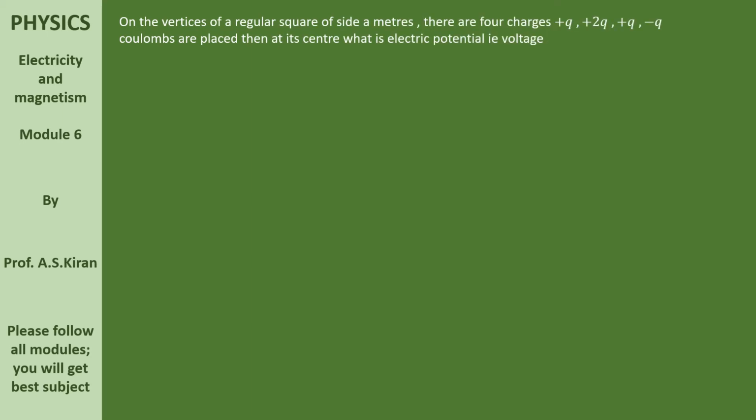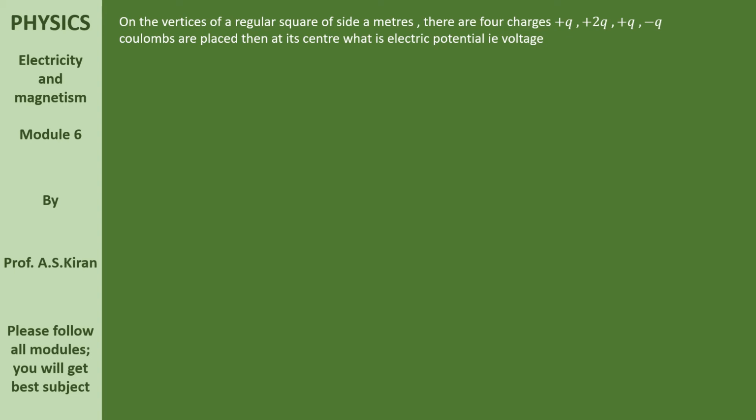Now, let us observe a small problem. Of course, example it is. On the vertices of a square of side A meters, there are 4 charges, plus Q, plus 2Q, plus Q, minus Q coulombs, placed. Then, at its center, what is the electric potential?